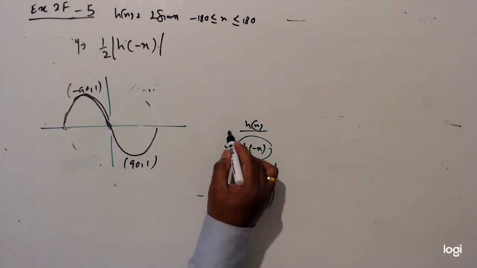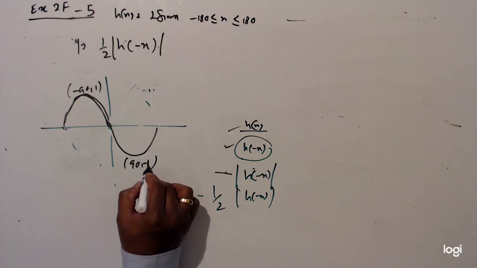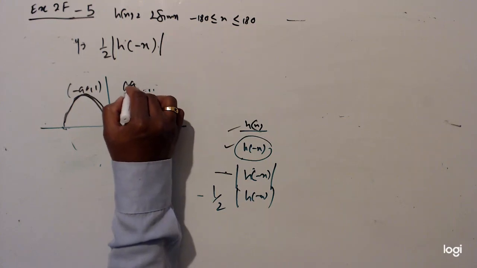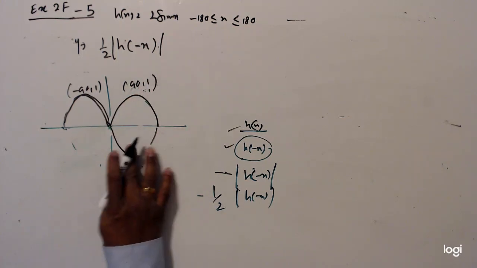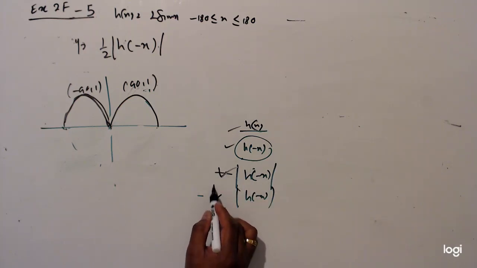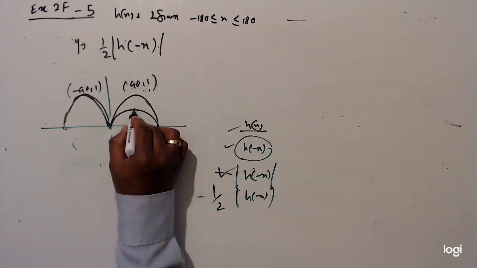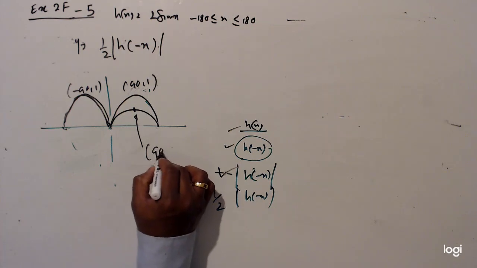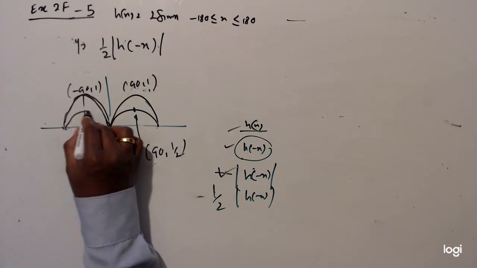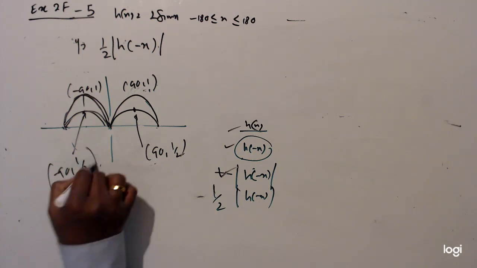So this is done now. Now this part, the mod value. So bring this negative minus 1 to positive. So now it is 90 and 1. So now we are here. Now make it half. So 90, 1 times half is half. In the same way, this is minus 90, half.